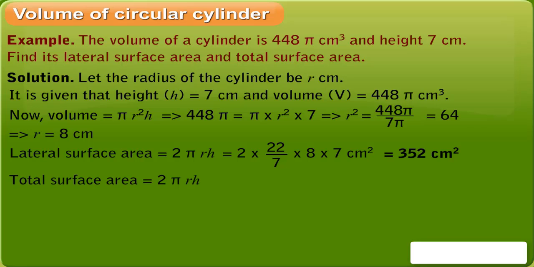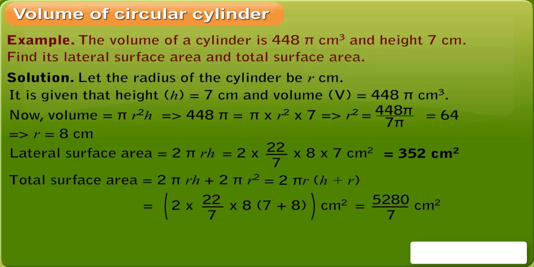Total surface area will be 2 pi rh plus 2 pi r square, which is equal to, taking 2 pi r common inside the bracket, we will have h plus r, which is equal to, putting in the values here, 2 into 22 by 7, this is the value of pi, into putting the value of r as 8, into 7 plus 8 centimeters square. This comes as 5280 by 7 centimeters square, which is equal to, correct to 2 decimal places, 754.29 centimeters square. This is the total surface area.